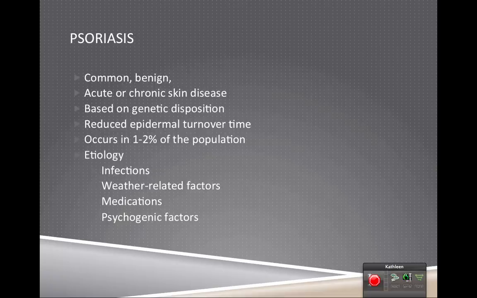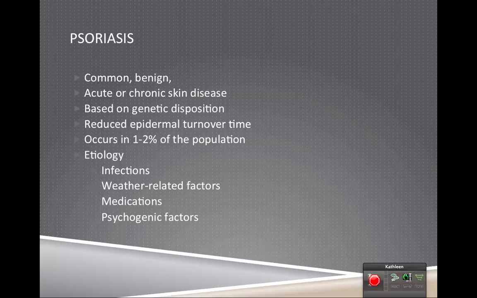Treatment. Psoriasis is a common, benign, acute or chronic skin disease based on genetic disposition. You have reduced epidermal turnover time. It occurs in 1 to 2% of the population. The etiology is infection, weather-related factors, medications, or psychogenic factors. What do psychogenic factors mean? There is a correlation between stress, anxiety, and psoriasis.